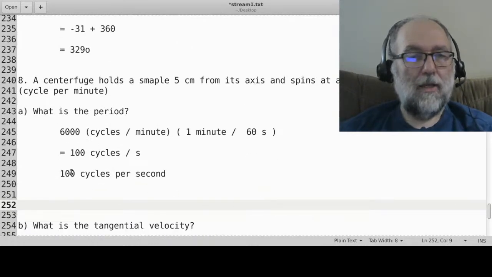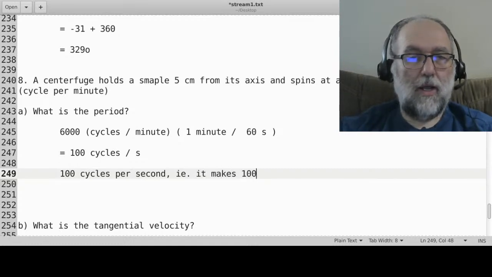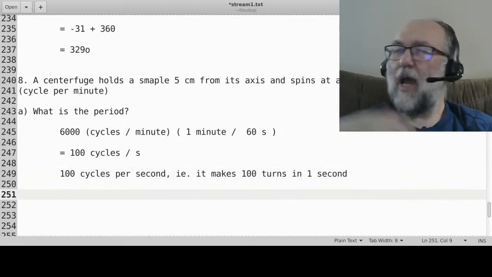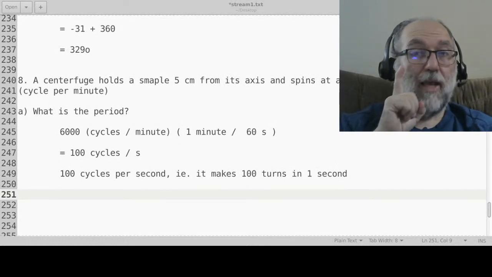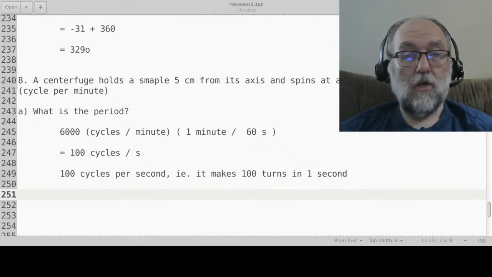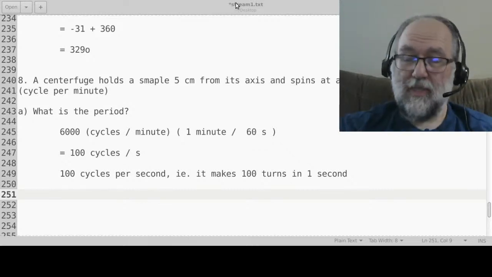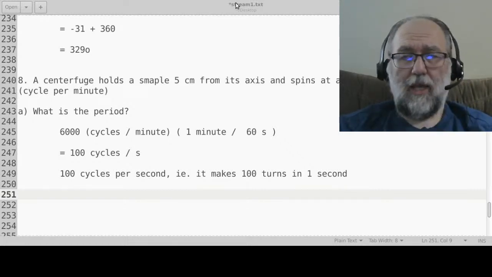Okay, what does that mean? That means that in 1 second, in other words, it makes 100 turns in 1 second. Well, if it makes 100 turns in 1 second, how long does it take to make just one turn? It makes 100 of them in a second, so it must take only 100th of a second to make one, because after the first turn, 100th of a second.